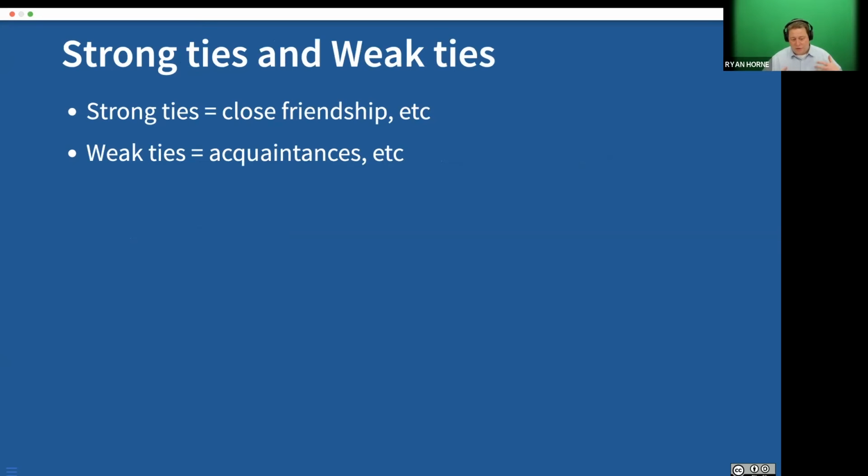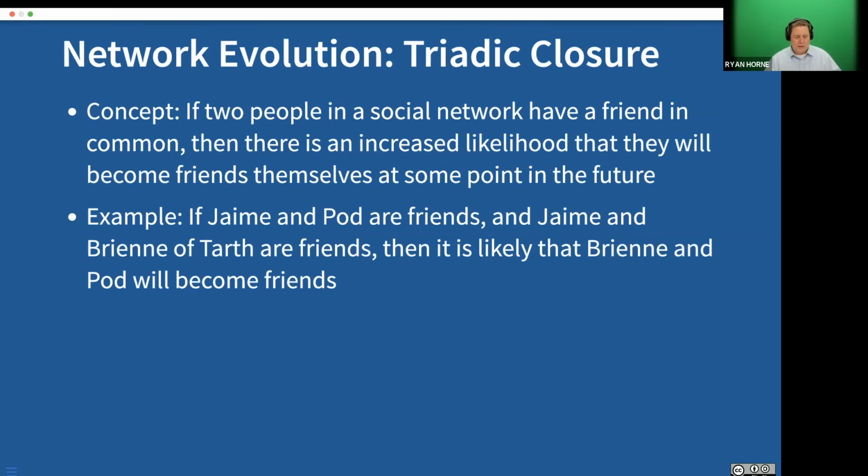And so you'll see people talk about strong ties and weak ties. Again, these are kind of fuzzy terms. So how does this all work though? If we have ties, we have connections, we have bridges, what does this mean for the dynamics of networks?